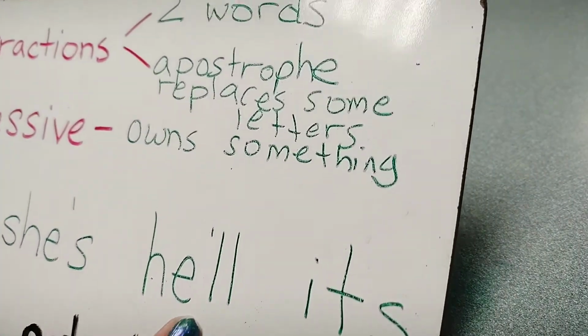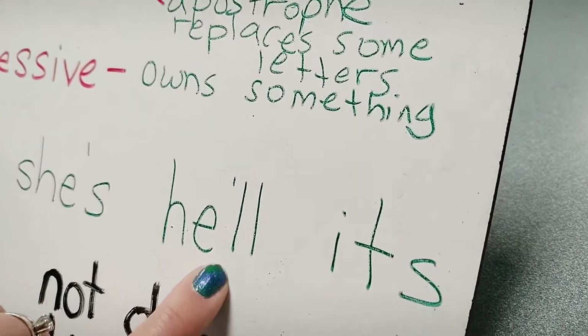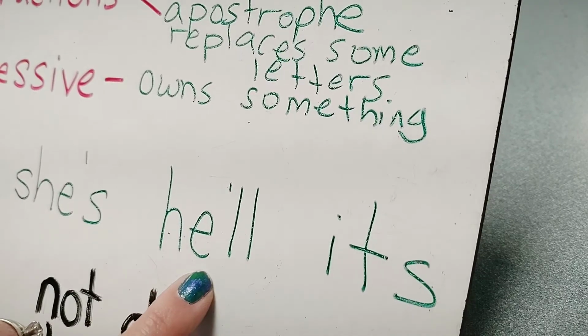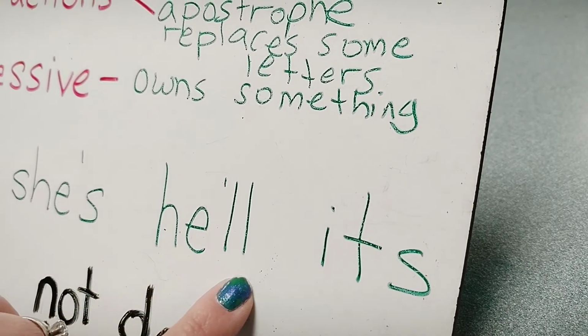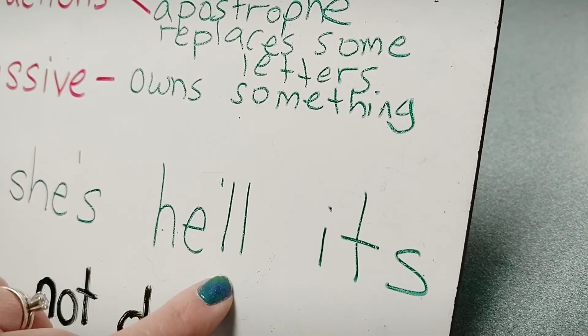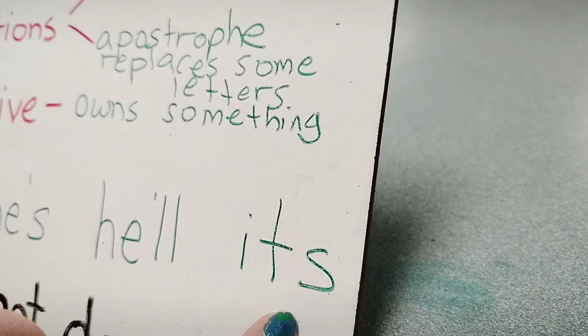He'll. Okay, well, it could be two words squished together. There's an apostrophe. So let's put it in a sentence that makes sense. He'll get his work done. Okay, so it's he will, and that apostrophe is replacing some of those letters. So it is a contraction. It's.